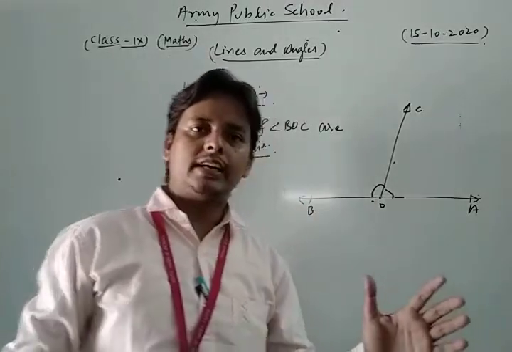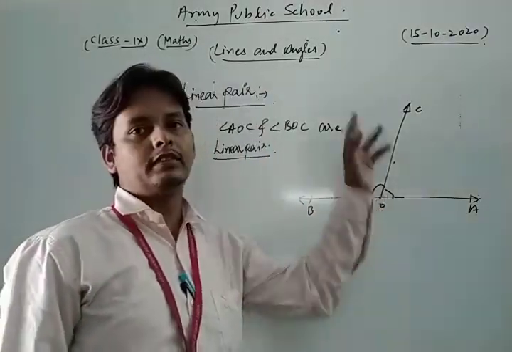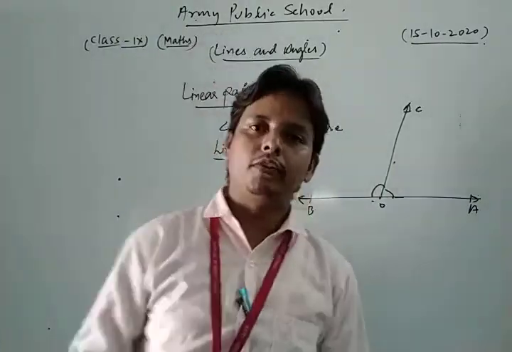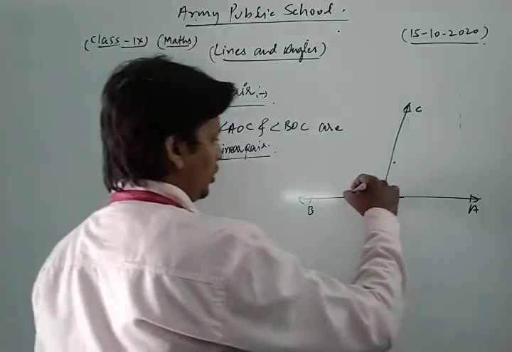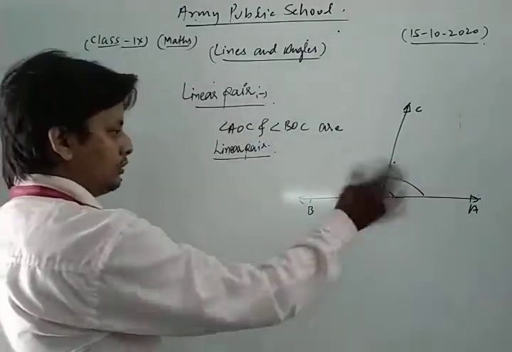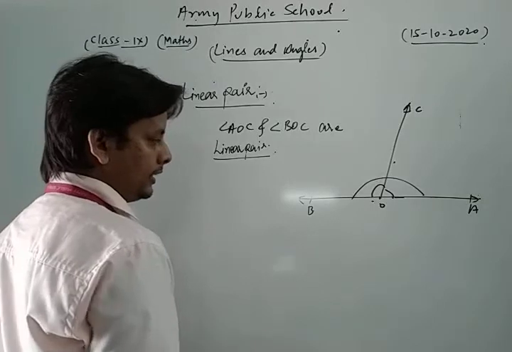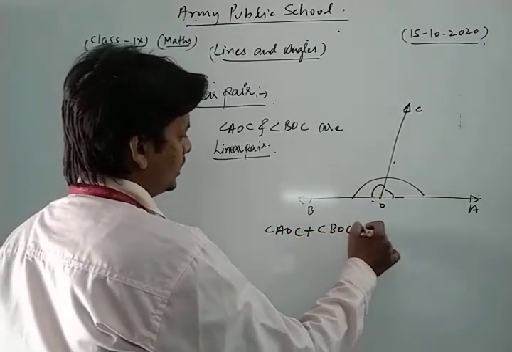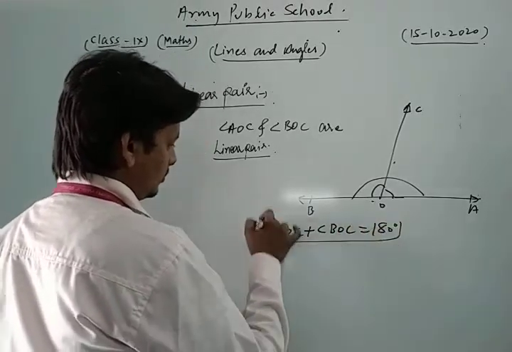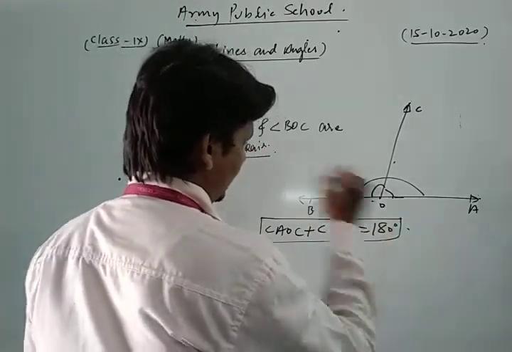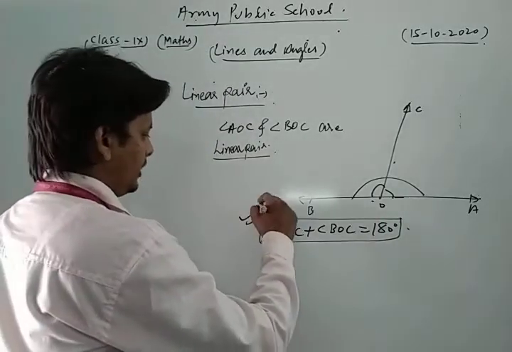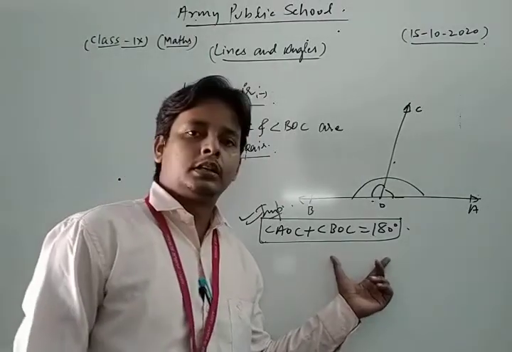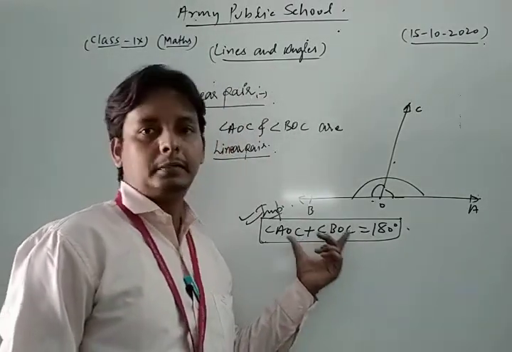Okay, dear friends, so what is the condition of that? They have the common vertex, they have the common arm, and their non-common arms are opposite rays. So this is the condition for linear pair, and you know that angle on a straight line is always 180. So the linear pairs are supplementary to each other, means angle AOC plus angle BOC is equal to what? 180 degrees. This is a very important condition for linear pairs.